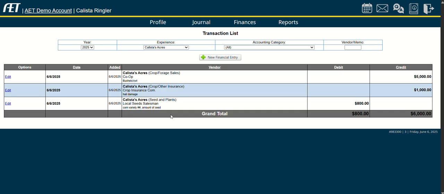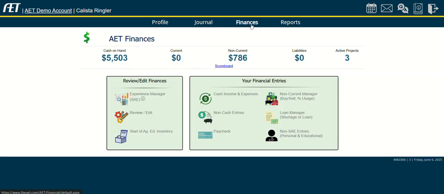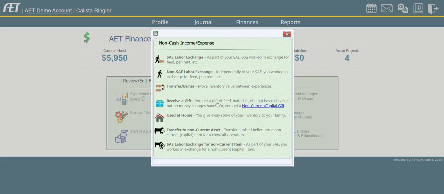All right, so now that we know how to make income and how to make expenses, I want to look at the non-cash entries. So non-cash entries, we have several different options here and they are very well explained. So maybe you were doing a labor exchange. So as part of your SAE, you work in exchange for feed, pen rent, anything like that. So for example, if I'm working on my parents' farm to help cover the cost of land, grain bin space, and their equipment that I use, that's a labor exchange.